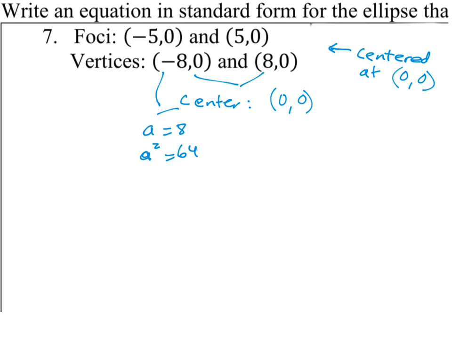Well, you are also going to need your B squared. We don't currently have the minor axis length here, but you can use your foci to get C, and then you can use C to get B. I know it's kind of a mess, huh? And so you can figure out the distance from a focus to the center, and that's going to be C. So between 0, 0 and 5, 0 is 5. So C squared is going to equal 25.